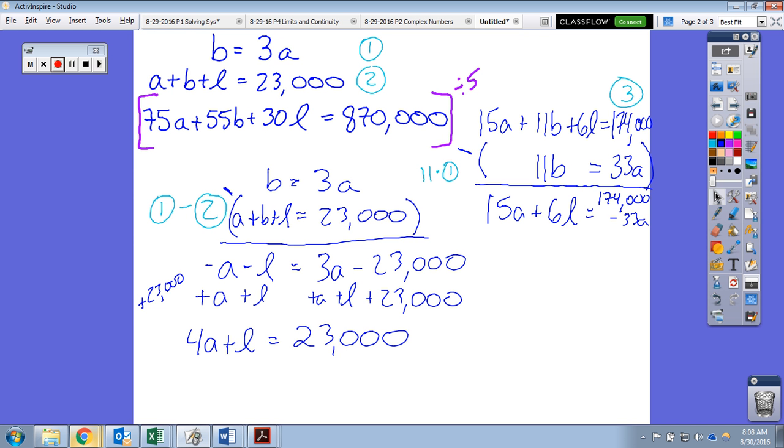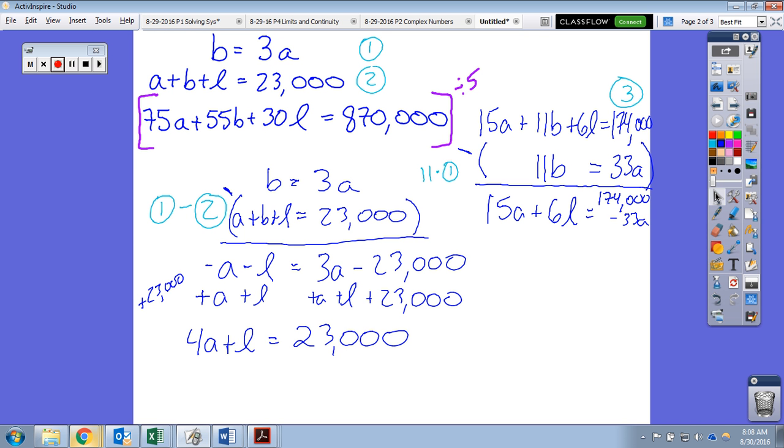So let's see how I got 4A. So what I did is, negative a plus a, that gets rid of these a's. Negative l plus l, that gets rid of these l's. And I'm just left with 23,000 on this side. So imagine this says 23,000. On this side, this goes away to nothing. 3a plus a is 4a, and negative l plus l is l, and I just reflect it. It's like a equals b, b equals a kind of thing. I know I did a lot in one step, so I'm glad you asked about that.